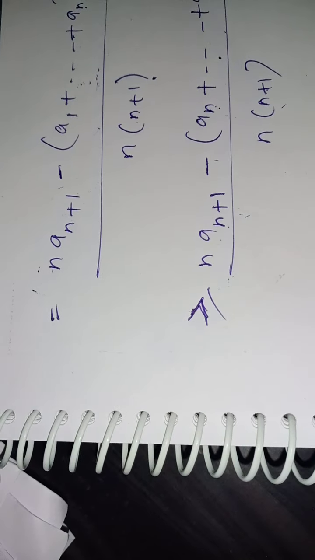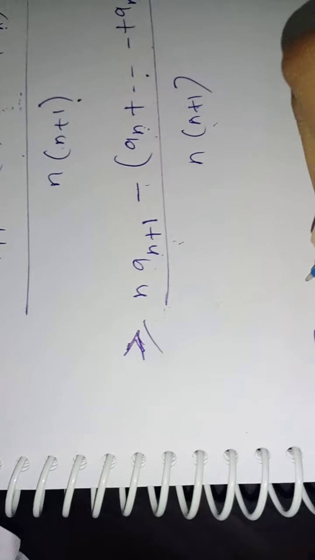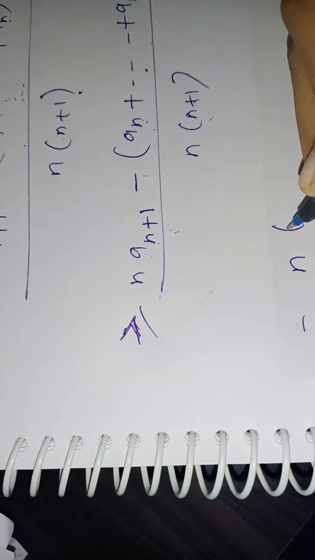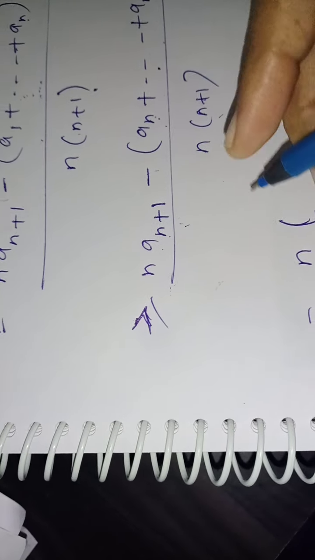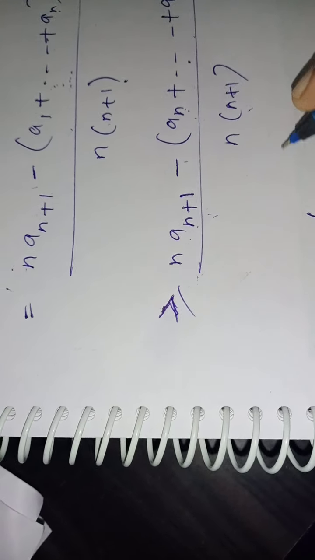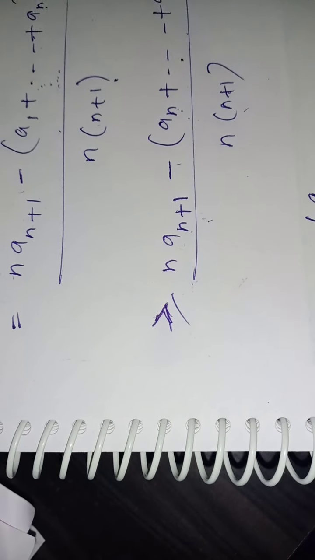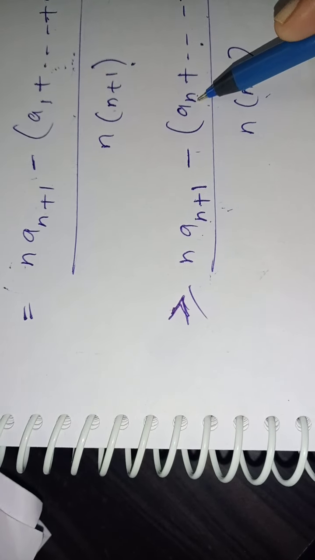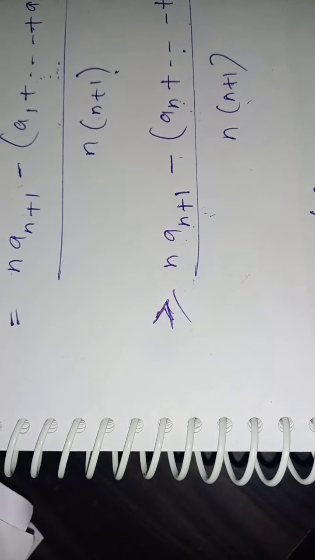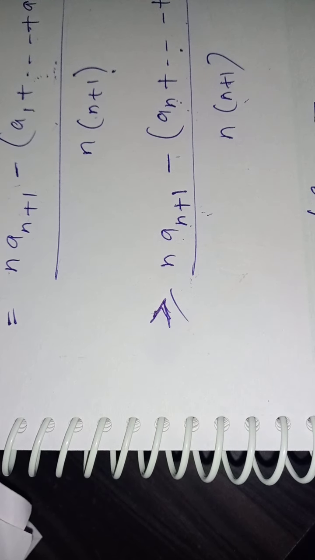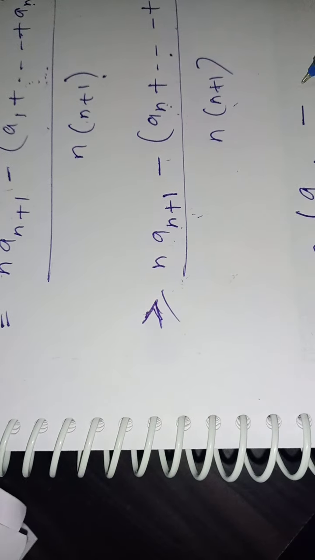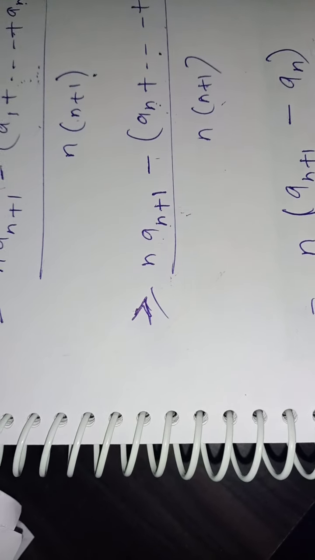Okay girls? Therefore which is equal to n into an plus 1 minus the whole n, up to an. How many terms are there? n times an. Therefore we commonly take n as outside. Therefore an divided by n into n plus 1.